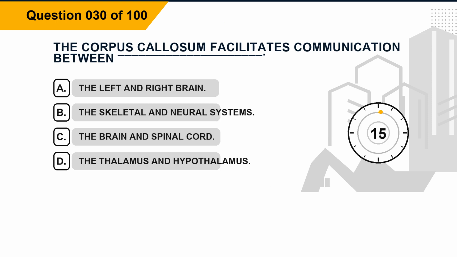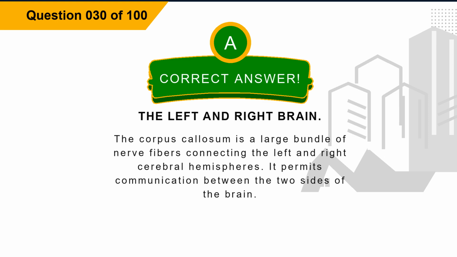Question 30. The corpus callosum facilitates communication between blank. Option A. The left and right brain. Option B. The skeletal and neural systems. Option C. The brain and spinal cord. Option D. The thalamus and hypothalamus. The correct answer is option A. The left and right brain. Explanation. The corpus callosum is a large bundle of nerve fibers connecting the left and right cerebral hemispheres. It permits communication between the two sides of the brain.